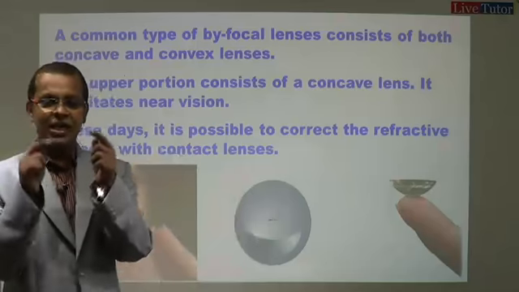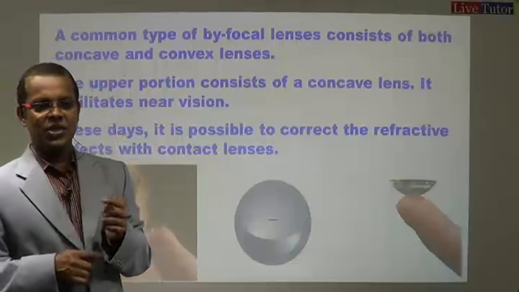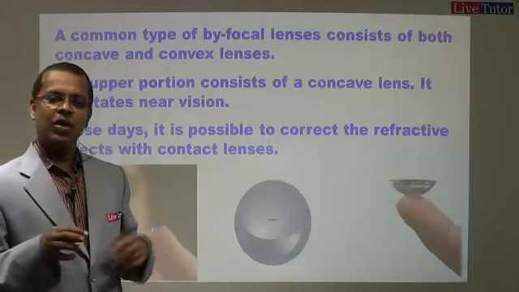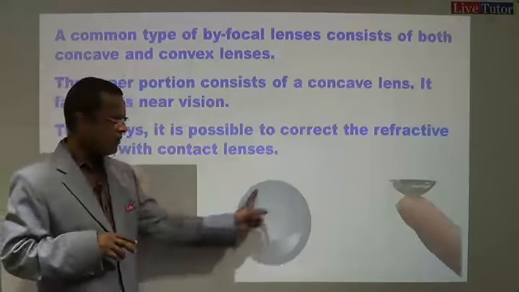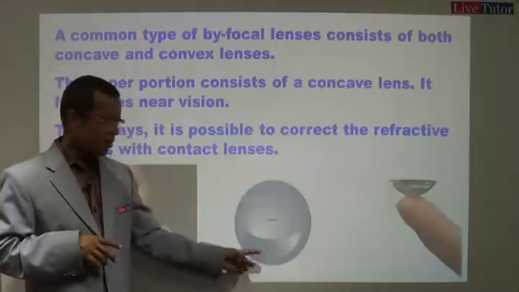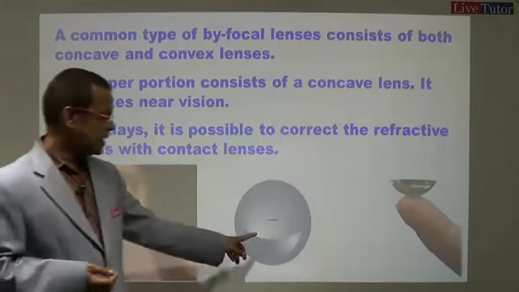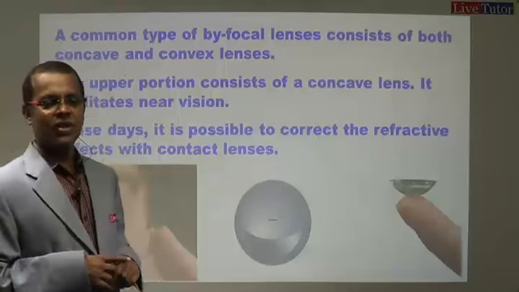Contact means it is in contact with the eye lens, our eye lens. By just keeping that on the eye lens, all the defects can be corrected. You can see here the same effect is made here also, but the difference is that this lens is outside the eye, but this lens is just on the eye. That is the only difference.